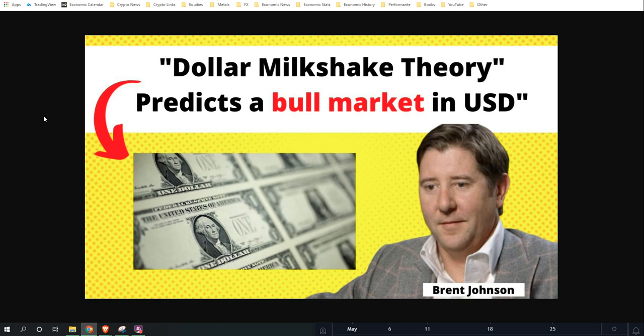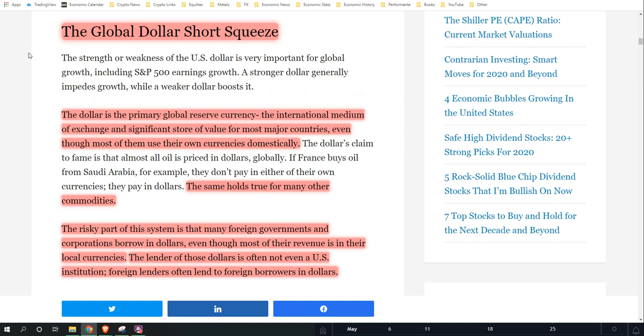Hopefully you understand what a short squeeze is, except this is the largest short squeeze in existence. We've seen short squeezes in stocks and I'm sure crypto, but this is on a global, worldwide scale, talking billions, not hundreds of thousands or millions, maybe even trillions here. So the global dollar short squeeze.